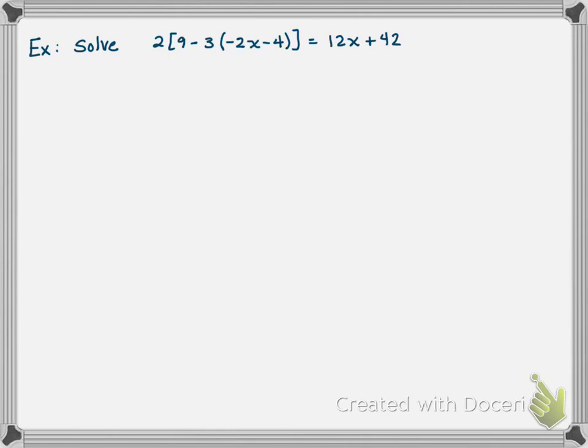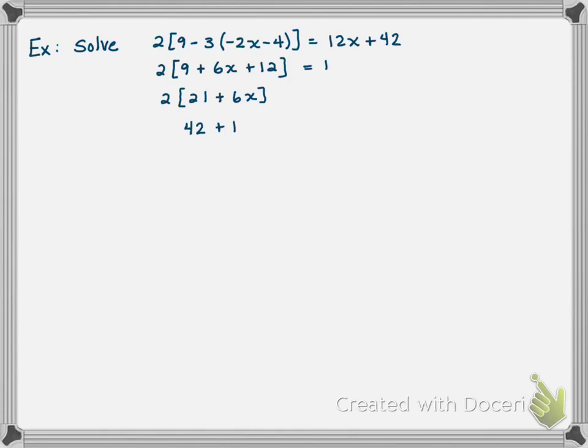When there's multiple sets of parentheses, we always start inside out. So I'm going to distribute that -3 first, because that's the innermost set of parentheses. And we're distributing the negative along with the 3, so this becomes a positive 6x and a positive 12. Then I'm going to combine like terms inside the brackets because, again, we want to simplify things as much as we can before doing more operations. So before distributing that 2, I'm going to combine like terms. I get 21 plus 6x. And then I'll distribute, and I get 42 plus 12.